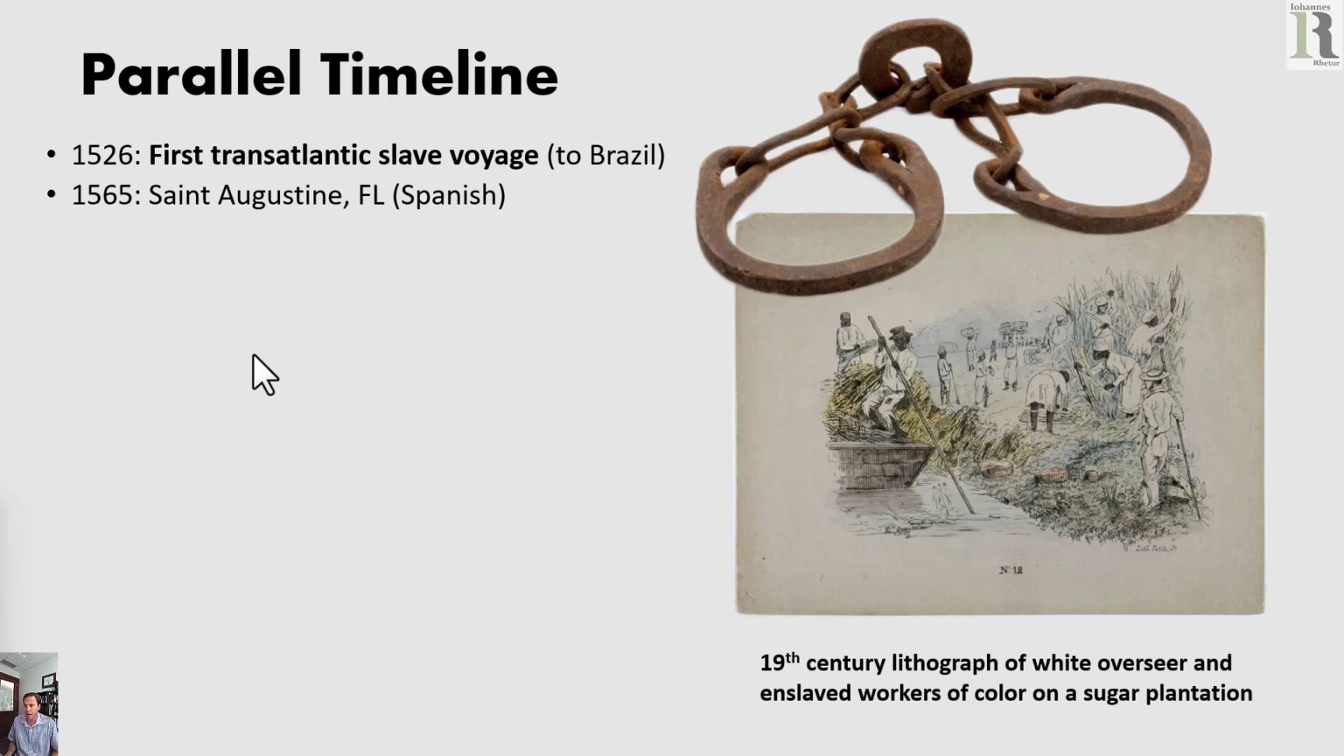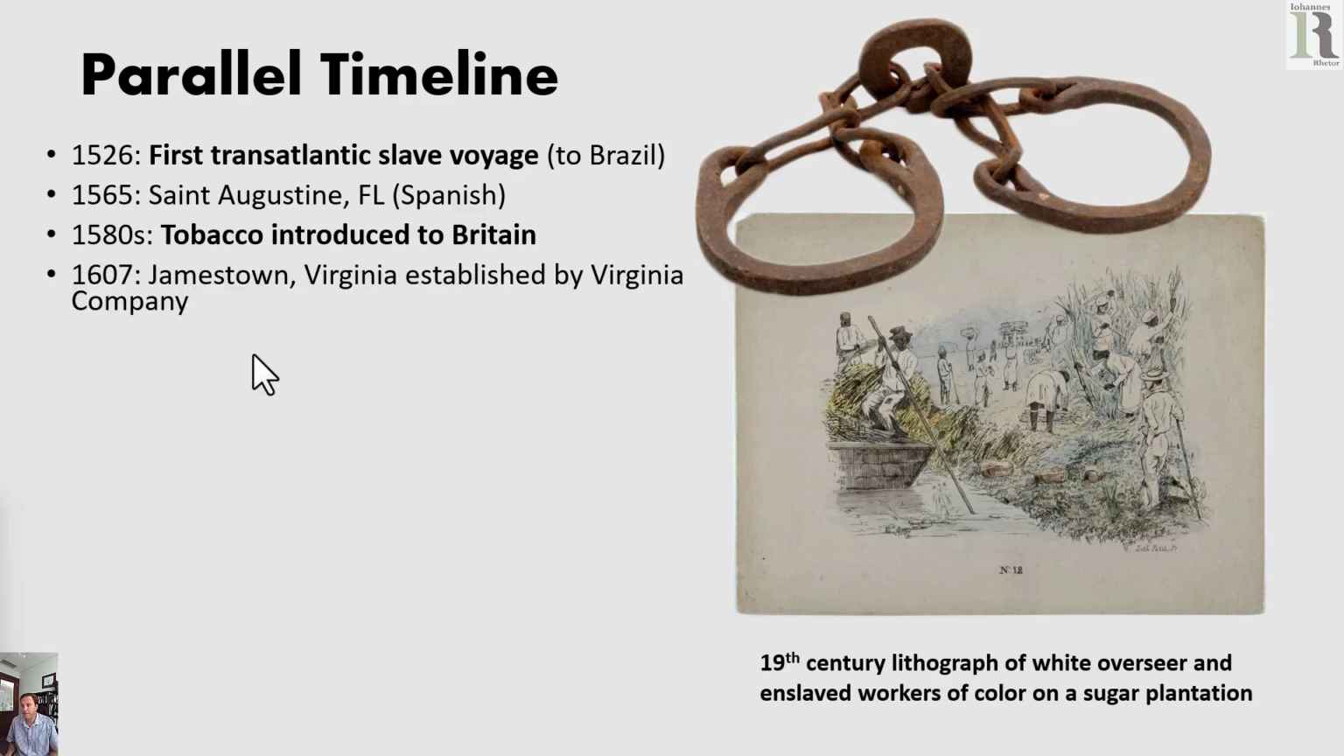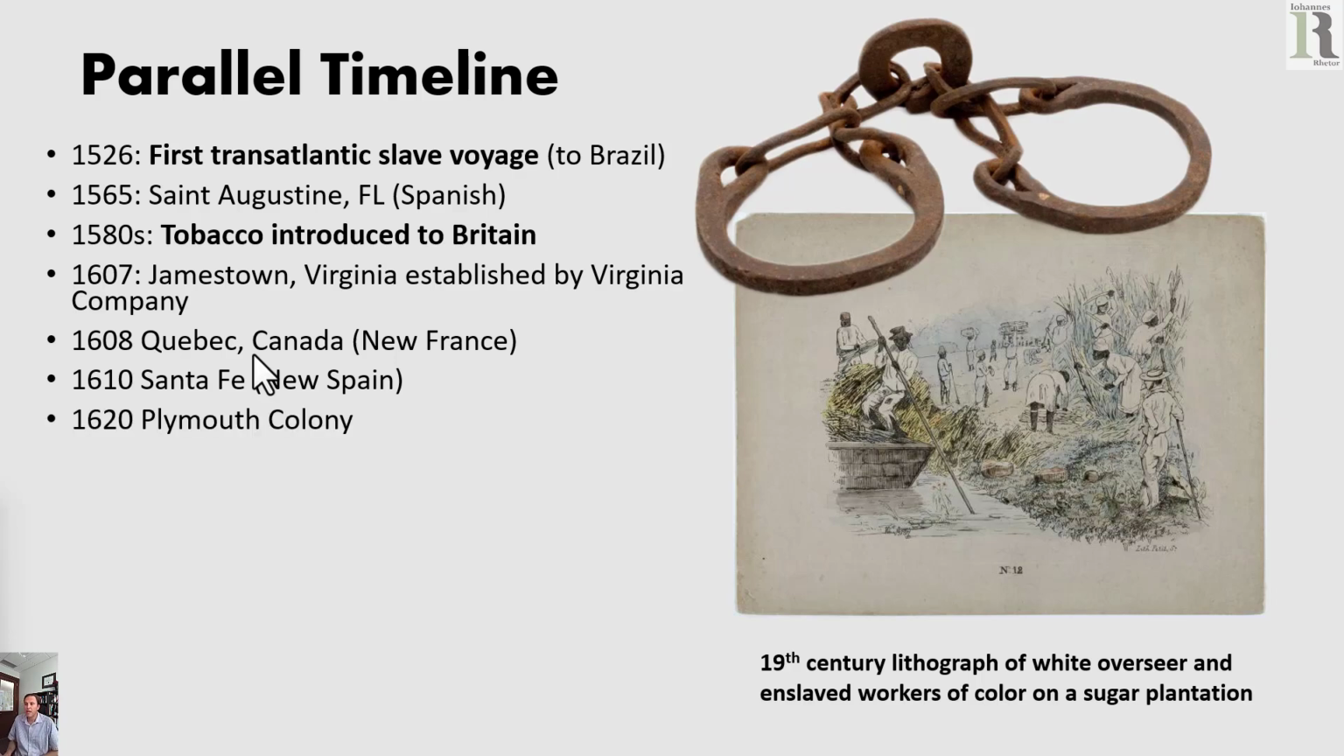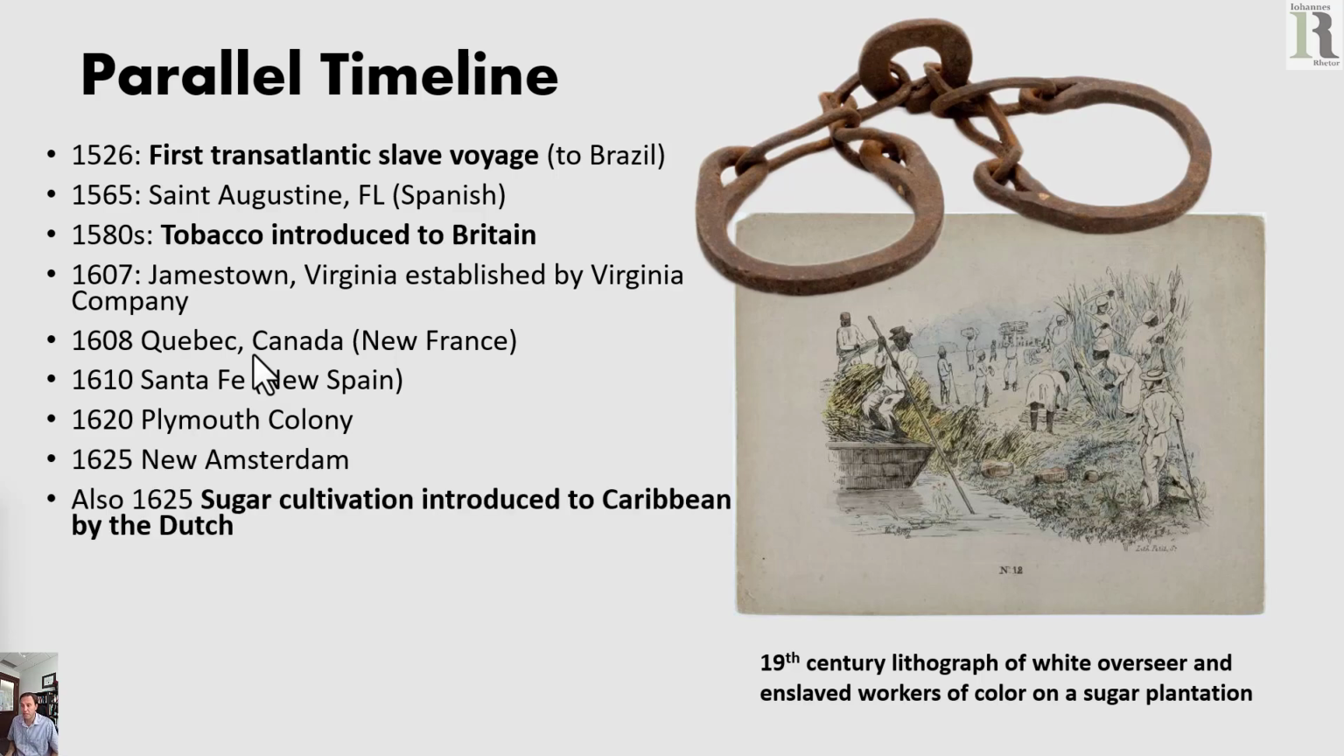In 1565, we get the first settlement in North America by white people, St. Augustine, Florida. In the 1580s, tobacco is introduced to Britain by Sir Walter Raleigh, famously. And in 1607, Jamestown, Virginia is established by the Virginia Company. 1608, Quebec is founded by New France. In 1610, we get Santa Fe in what is now New Mexico, one of the first continuous Spanish settlements. This is in New Spain. 1620, you get the Plymouth colony. Very cool. In 1625, New York is founded.